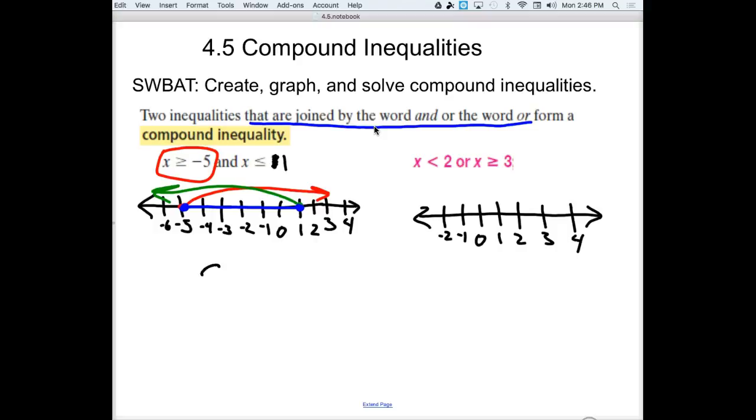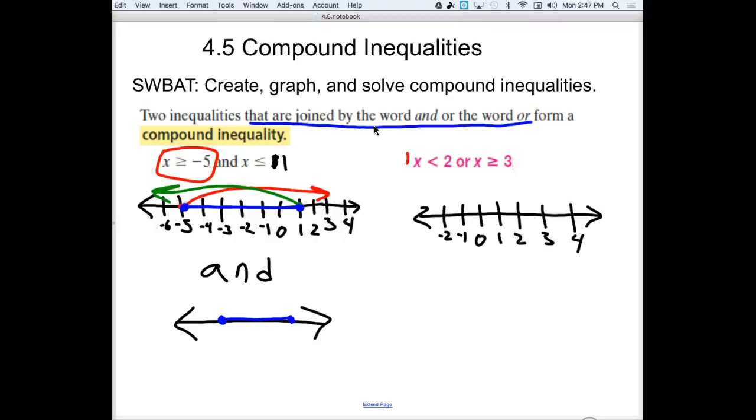And whenever we're using the word and in our compound inequalities, our graph is going to look like 2 points connected by a line. Now the points don't have to be solid like this, they could be open or solid, but almost always when we use and, it's going to look something like this when you graph it.